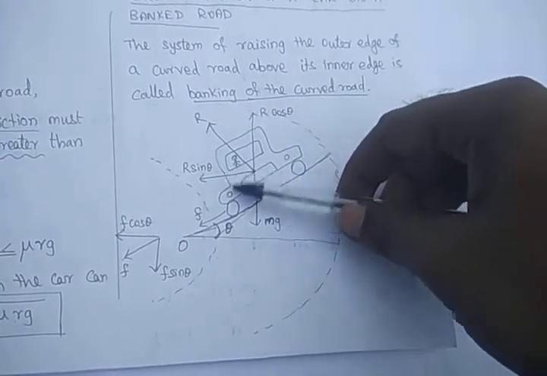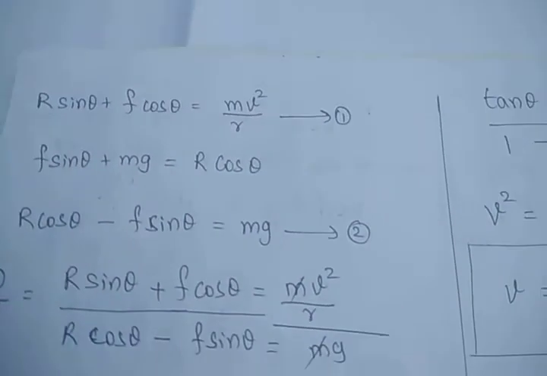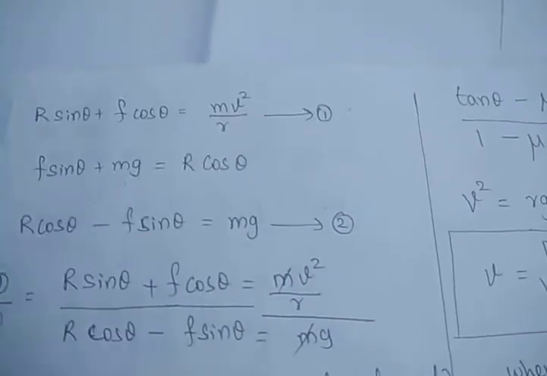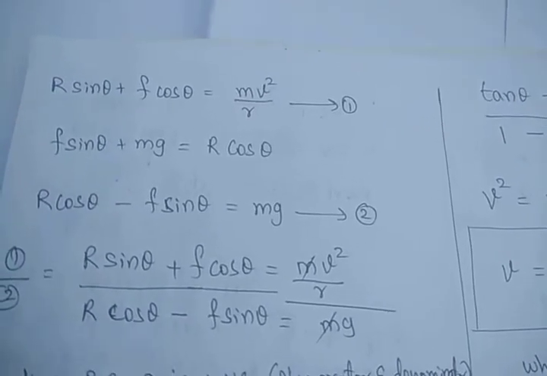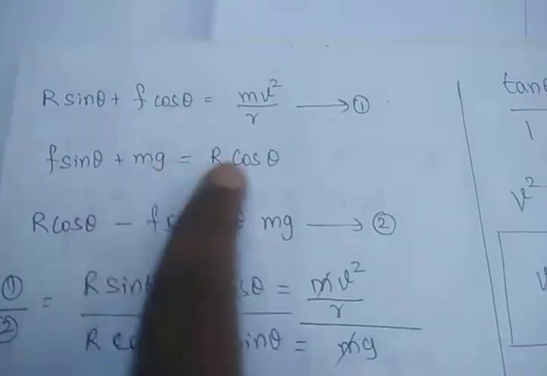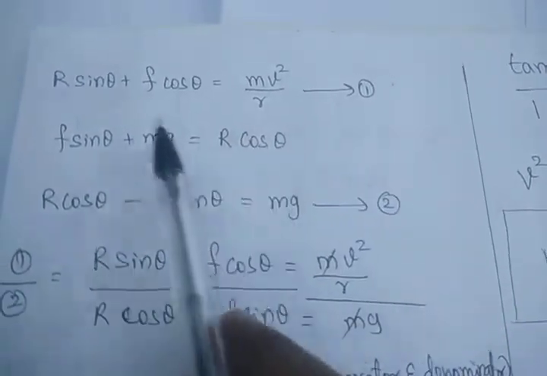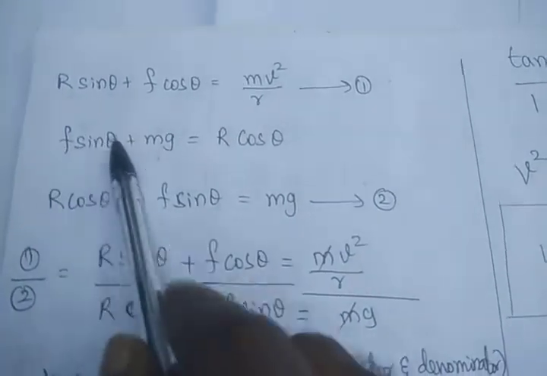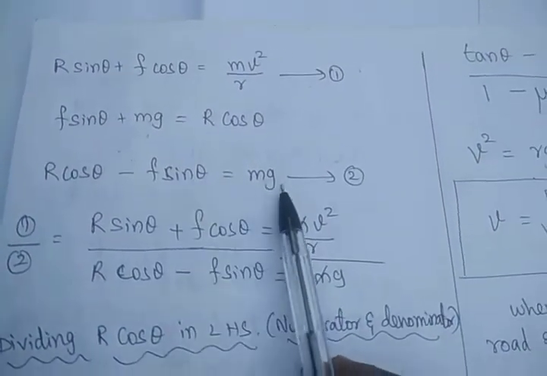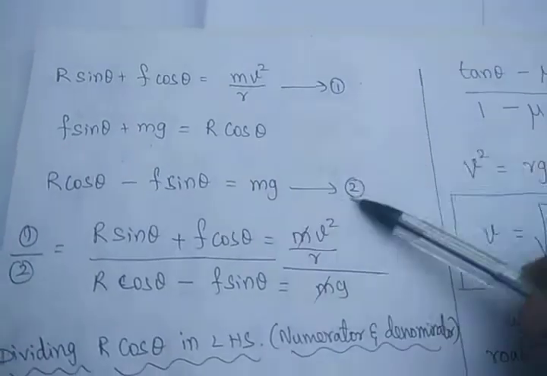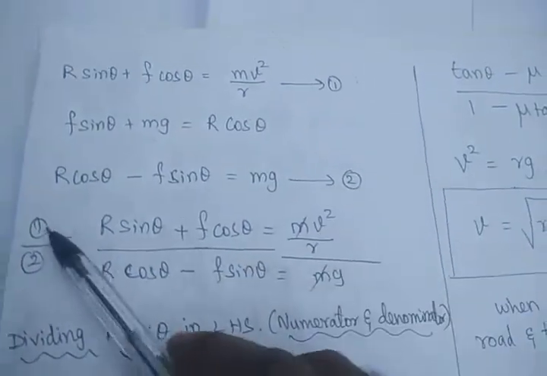We have written this on the next page. So R sin theta plus F cos theta is equal to mv squared by r. F sin theta plus mg is equal to R cos theta. So I will bring this F sin theta to this side, which means R cos theta minus F sin theta is equal to mg. So equating 1 and 2, there are two equations, 1 divided by 2.